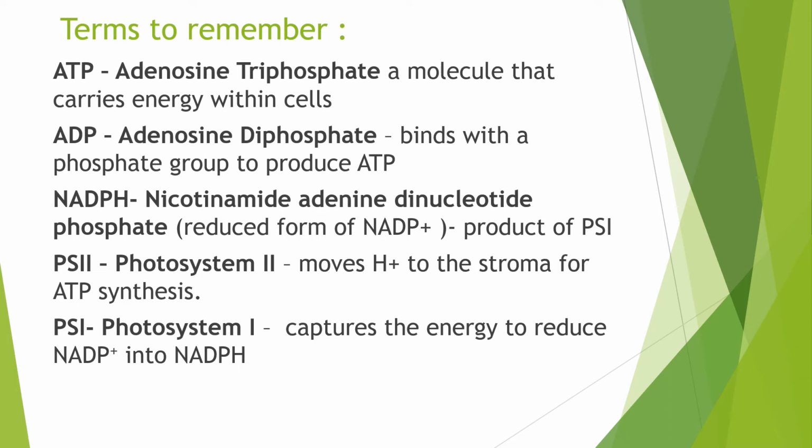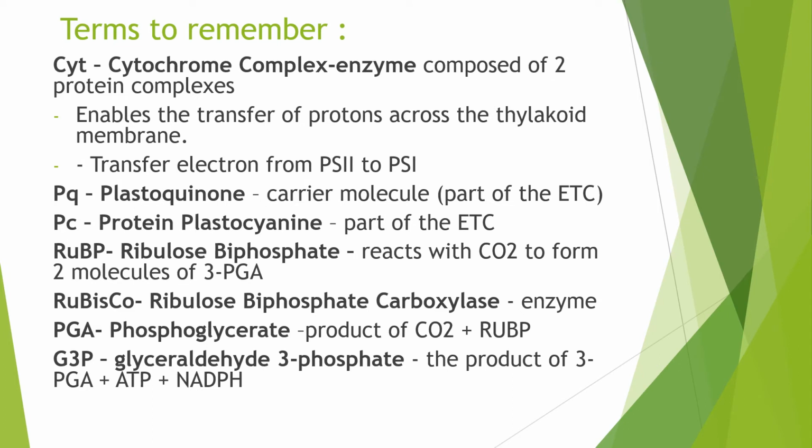PS2, which stands for photosystem 2, moves hydrogen ions to the stroma for ATP synthesis, while PS1, which stands for photosystem 1, captures the energy to reduce NADP+ into NADPH. CYT, which stands for cytochrome complex, is an enzyme composed of two protein complexes, which are the PQ, or plastoquinone, and the PC, which is the protein plastocyanin.